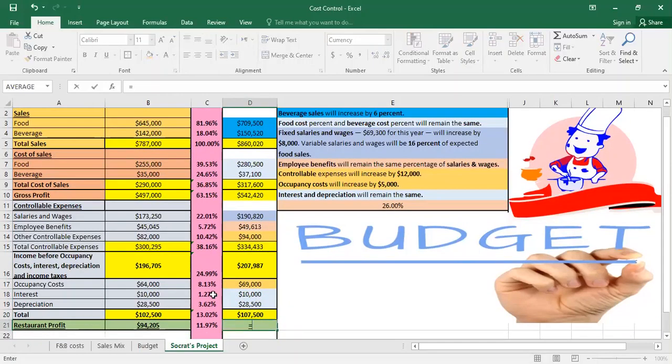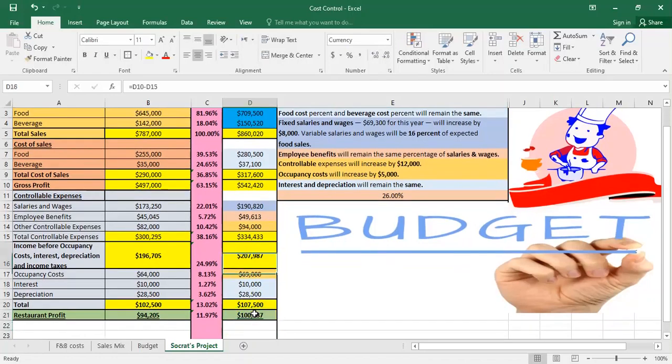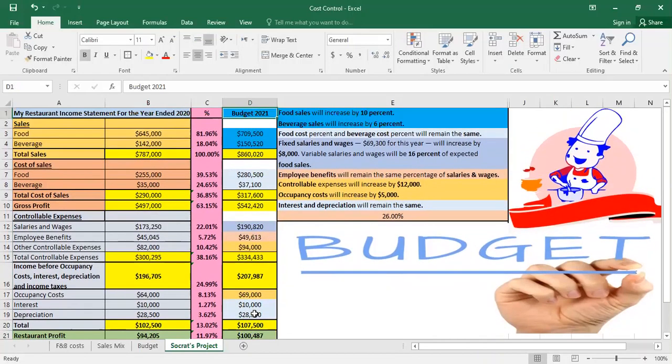Finally, in order to calculate the restaurant profit, we're having the income before occupancy and depreciation, and it's minus the total overhead cost that we're having here. And voila, we're having the restaurant profit. So as you can see, it's easy to calculate and it's easy to budget.